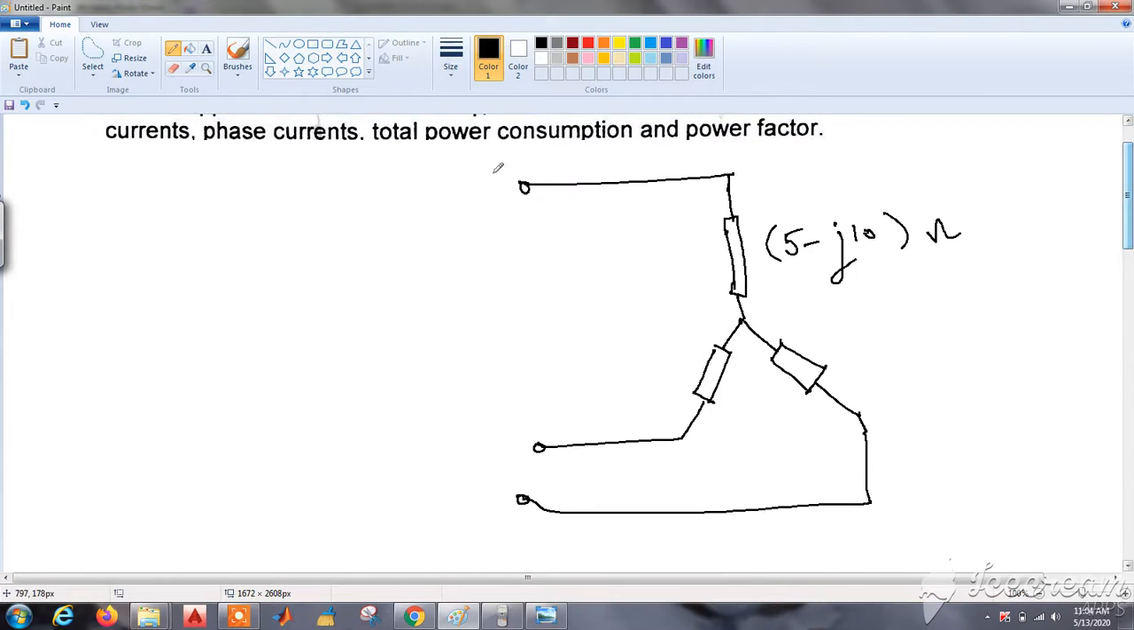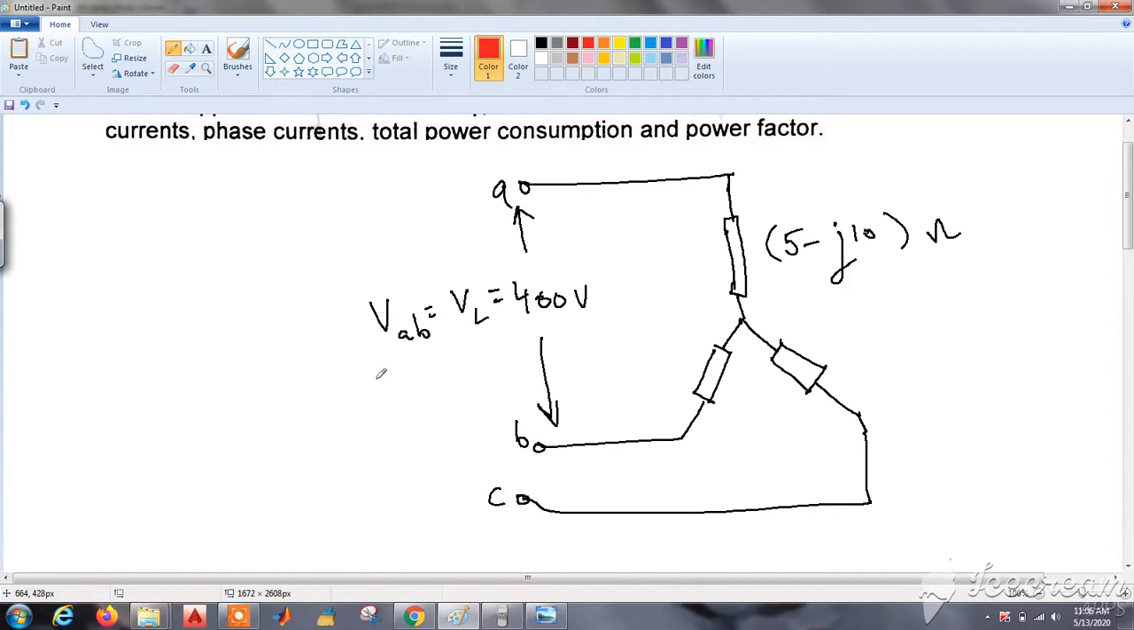I can name them as ABC. You can name them anything, for example RYB, etc. So the line voltage between the two phases is given as 400 volts AC supply, that I can also write as VAB. This is also a balanced supply, it means all the three, that is VAB, VBC and VCA, will be 400 volts, obviously with a phase difference of 120 degrees between them.